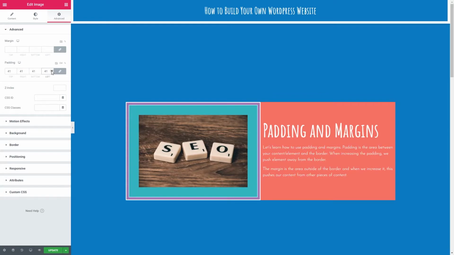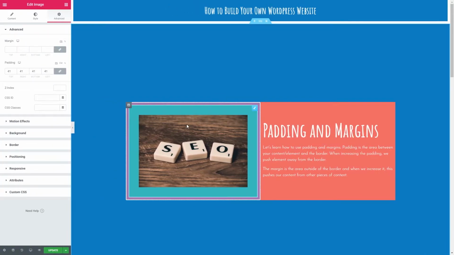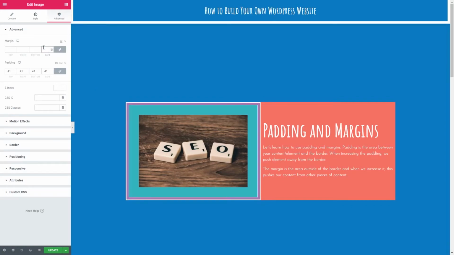And as you can see, the padding is the area around our content or element, in this case the image, but inside our border. Now if I increase the margin, we can see that this is the area outside of the border, and it's clearly outlined by the edge of the element here in this thin blue line. Let's remove the margin there.